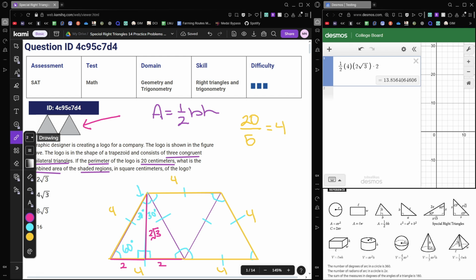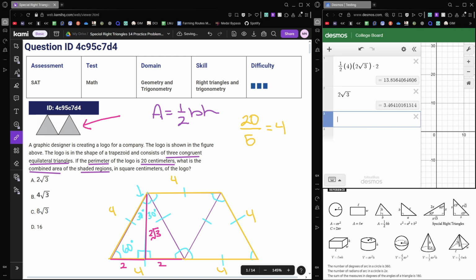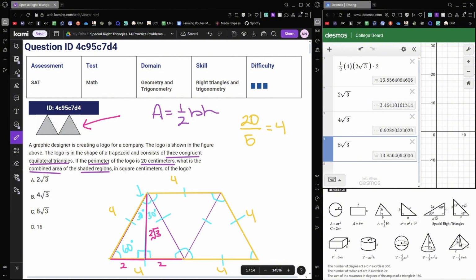And now all we have to do is plug in each answer choice and see which one matches. So first up, answer choice A, 2 square root 3, that's not the same. 4 square root 3, that's not the same. 8 square root 3, that is the same, which means our answer is C.